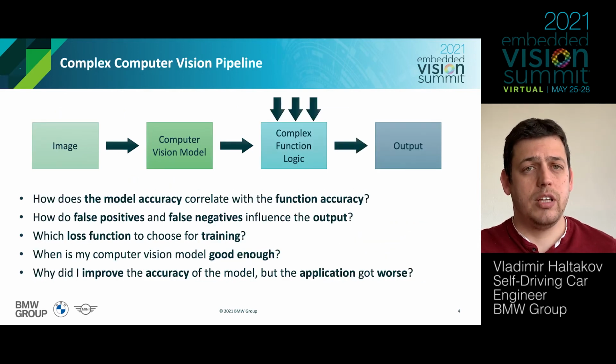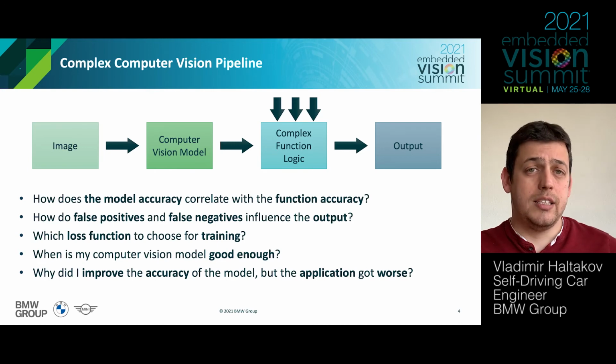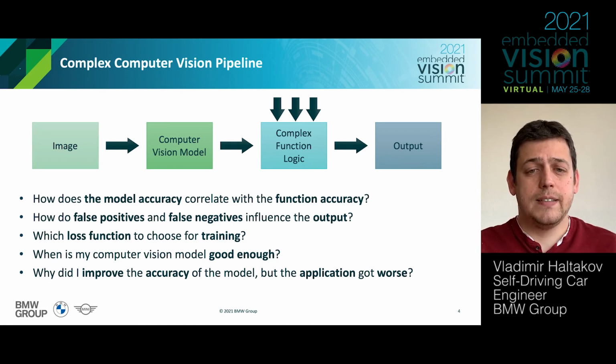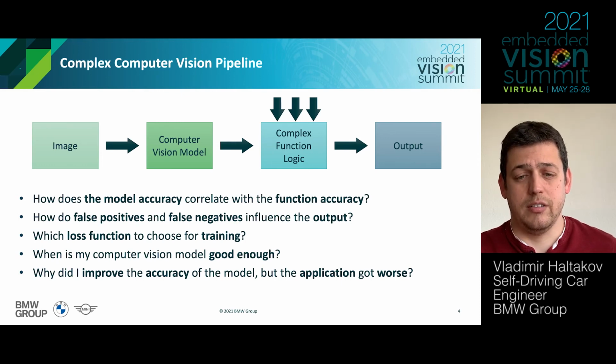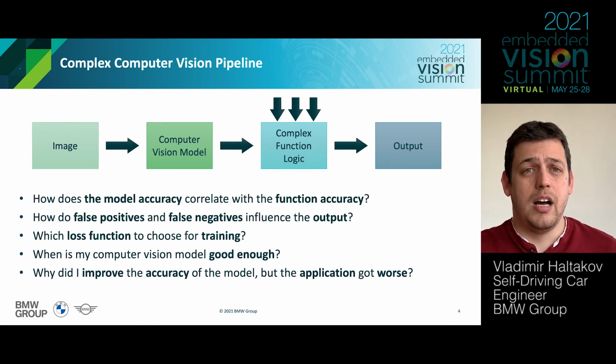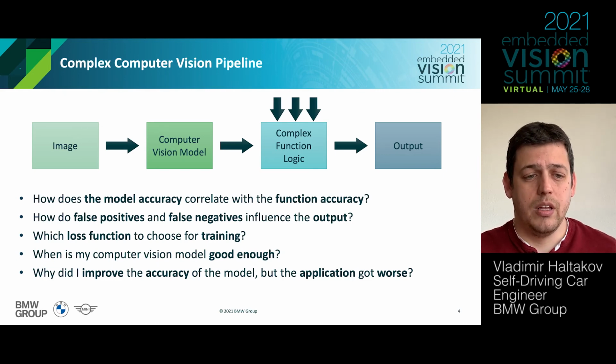But it gets more difficult if we have another block of functional logic between the computer vision model and the output. And especially if this block uses some additional external information, like, for example, a map. And in this case, a lot of questions arise, like how does the accuracy of my computer vision model correlate to the accuracy of the final function? How are false negatives propagated throughout the system?